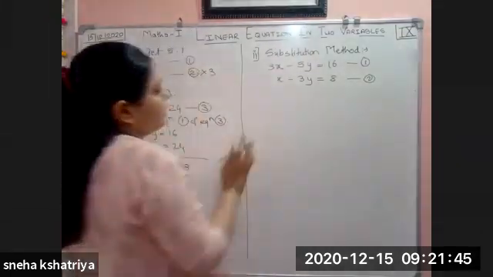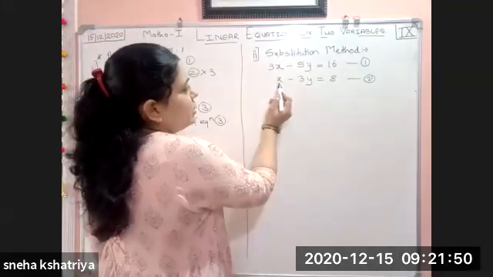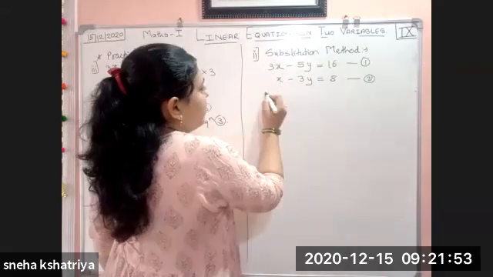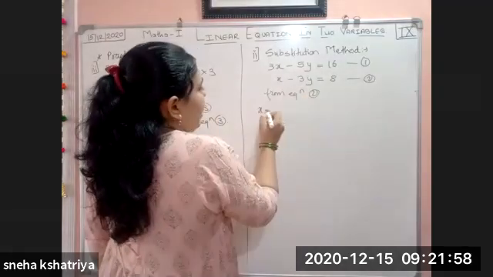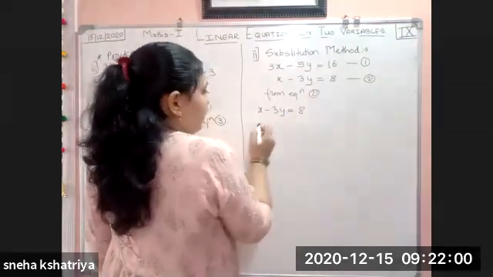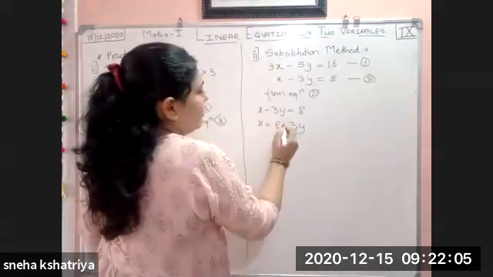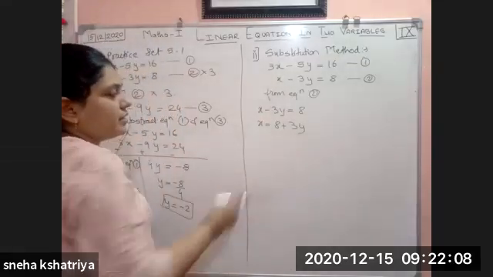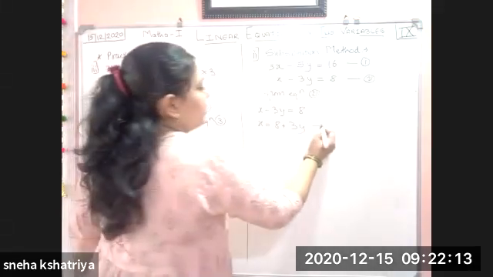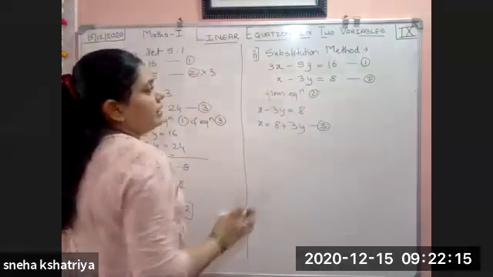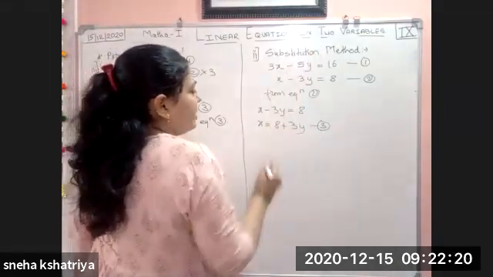From any one equation, either from 1 or 2, you can find the value. See here, from equation 2, it is very easy to find out the value of x. So I am taking here equation 2: x minus 3y is equal to 8. So I get the value of x is equal to 8 plus 3y. This minus 3y is shifted to the right side. Say it as equation number 3. Because from 2 I have found the value, now this value I have to put in equation 1.